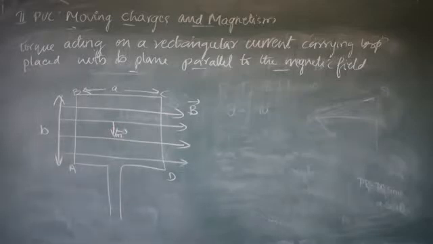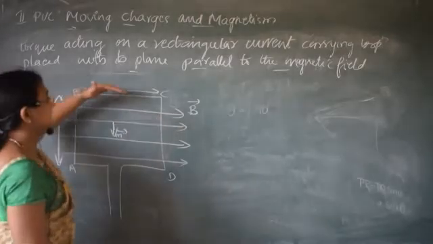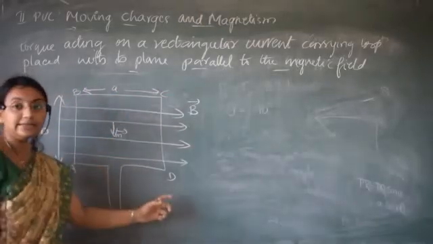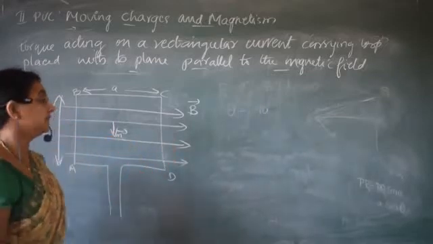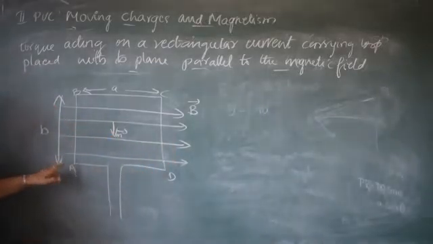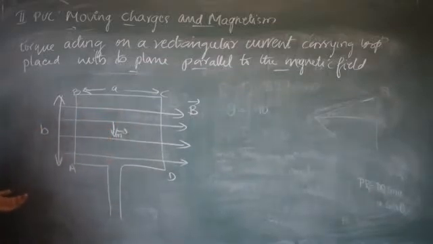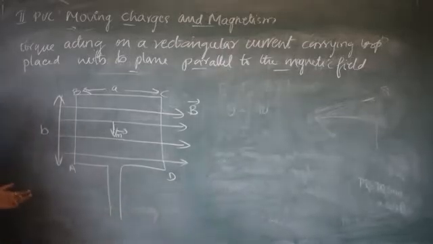So from this, the magnetic field exerts no force on the arms BC and AD because they are equal and opposite. Therefore, total force is 0. The forces on AB and CD are also equal and opposite, but there acts a torque, that is nothing but a couple.